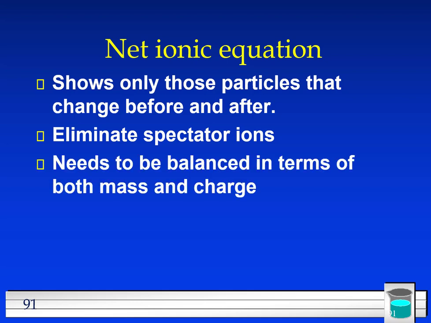Now, we're used to balancing it in terms of mass. That's how we've been balancing. But now, we actually have to look at charge. Because if the charge is different on the two sides, then you created or destroyed electrons. And not only can't you create or destroy atoms, you can't even create or destroy parts of atoms. So you can't create or destroy electrons.